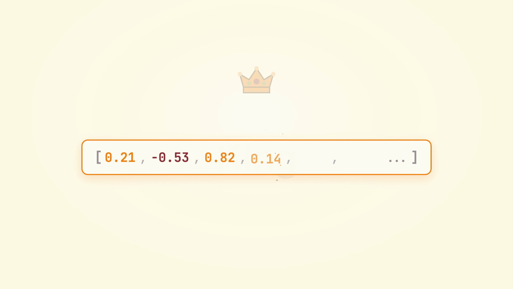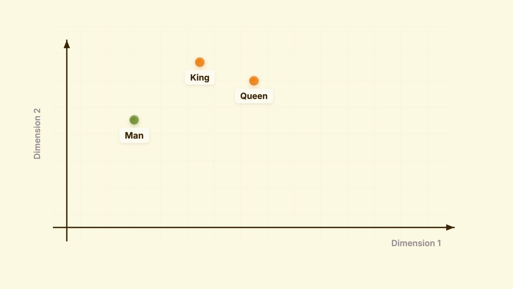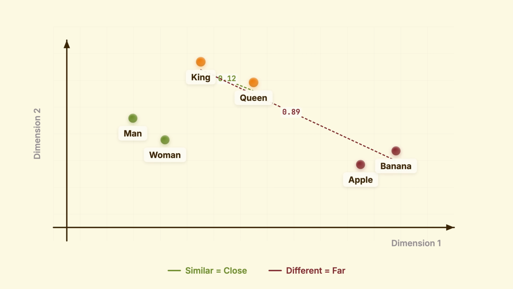Enter embeddings. An embedding is this. Take any piece of data, a word, a sentence, an image, and convert it into a list of numbers. That's it. But these aren't random numbers. They're coordinates, a position in space. Imagine a simple 2D space. We plot king somewhere. Now let's add more words. King and queen end up close together. Apple and banana cluster together. King and banana, far apart. Embeddings capture meaning as distance. Similar concepts become nearby points.